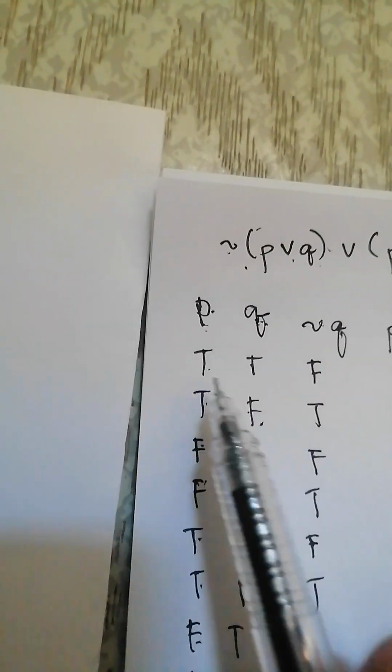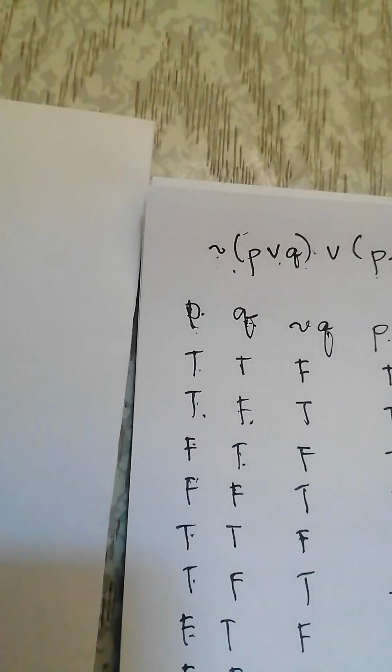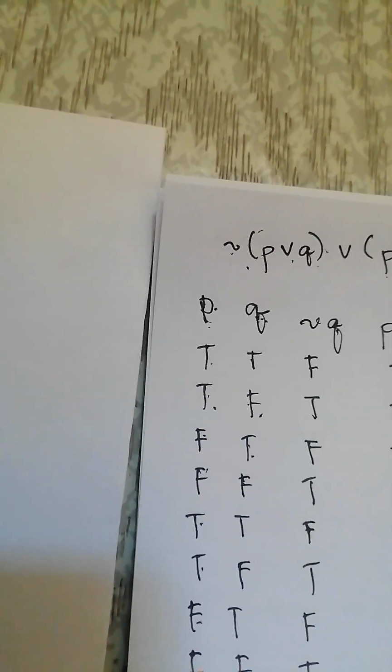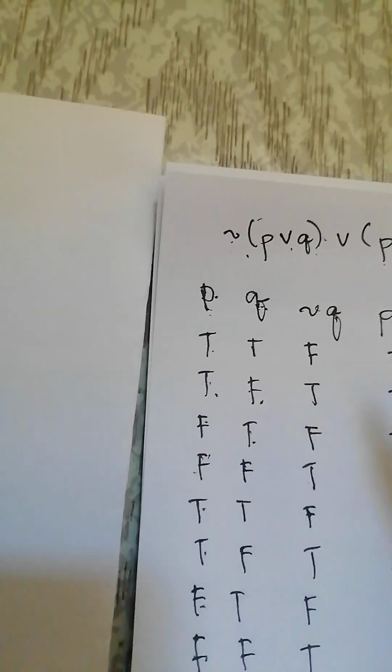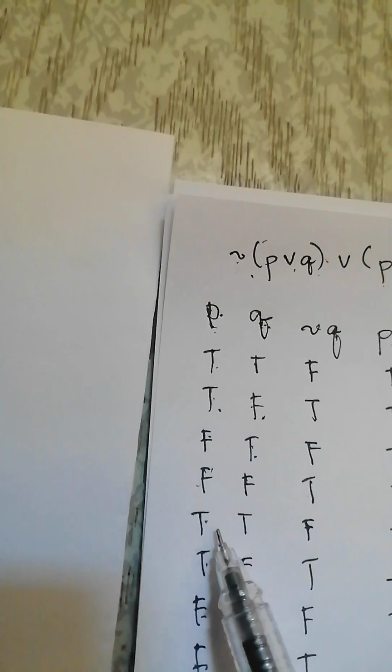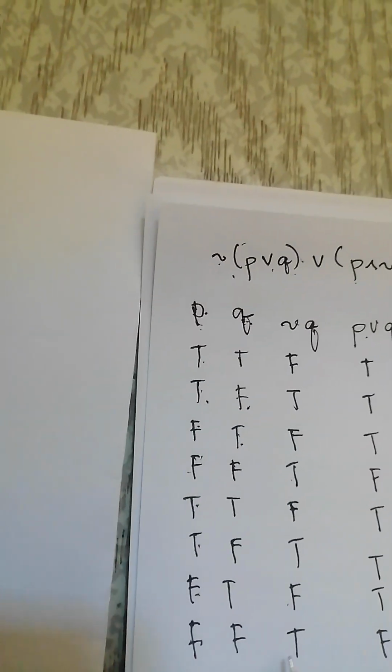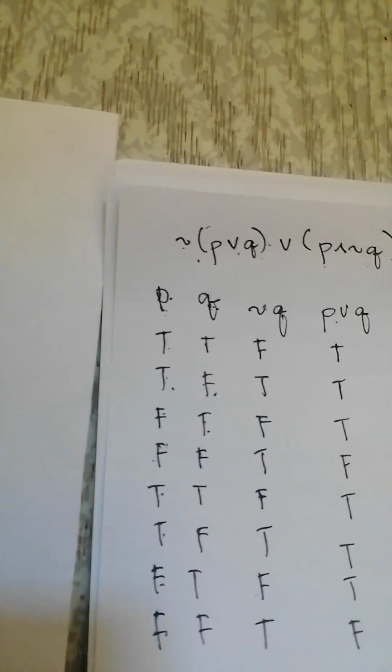Okay. True and false, that will always be false. True and true, that will always be true. False and false, that will always be false. False and true, that will always be false. True and false, that will always be false. True and true, that will always be true. False and false, that will always be false. False and true, that will always be false.